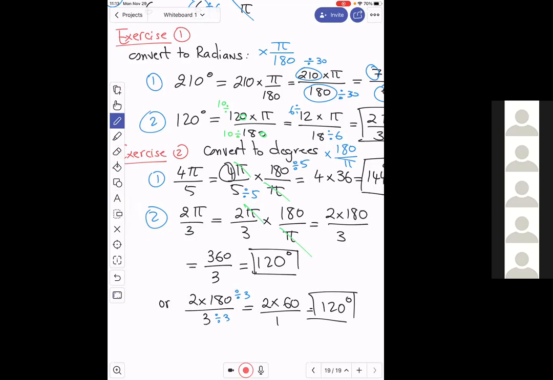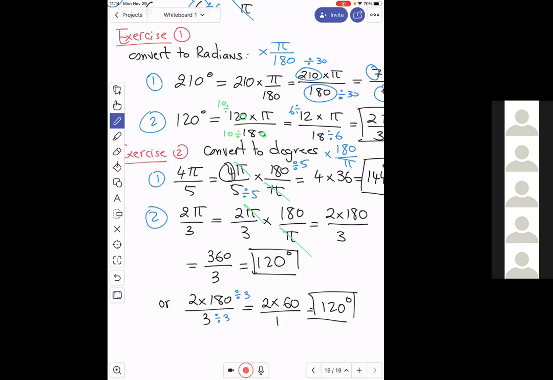Again, it's up to you guys. The way to reduce the fractions, you can go step by step, or you can multiply everything and then divide. Is there any question, guys? So that's how we convert degrees to radians to degrees, right?